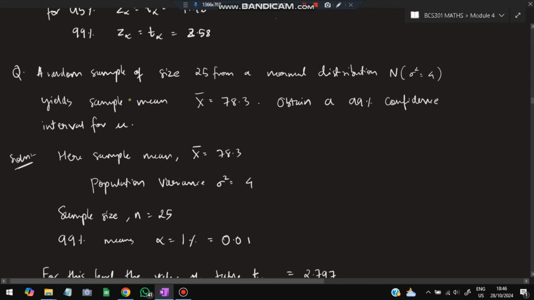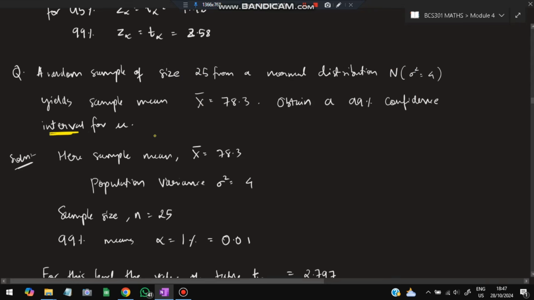Now let's get started with the question. A random sample of size 25, n is 25. If n is 25, it is less than 30, which means we'll take a small sample, which is t alpha. From a normal distribution, sigma square is given to us, and a sample mean of x bar is given. Obtain a 99% confidence interval for the mean. See, when they say interval, that is the confidence limit type of question.